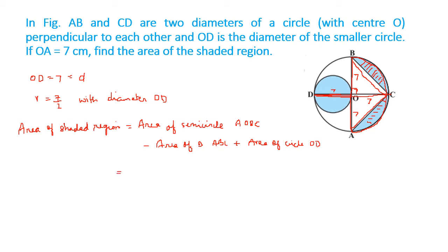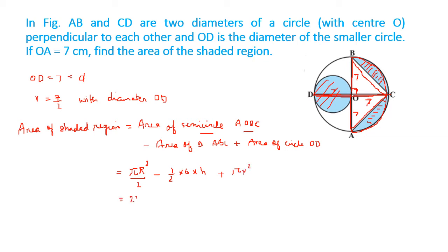So let me write, what is the area of semicircle AOBC? Now we are given the radius is 7. Let me call it bigger R: the area of the semicircle is pi R square by 2, minus the area of triangle, which is half into base into altitude, plus the area of this circle, I'll call its radius small r, pi r square.